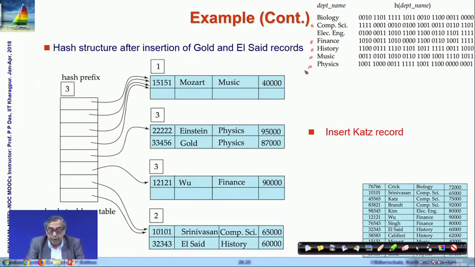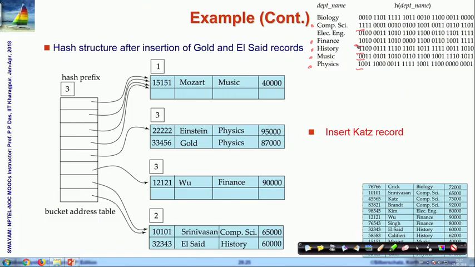Now, you will find that physics is 1 0 and you have 2 records for that, and music continues to be 0 0 obviously. History is 1 1, same as computer science. So, that has to go on this, and finance is on 1 0. Now, but what happens is, when you try to do this, you could not have inserted more records because you have run out of space in the buckets. So, again you have run out of that.